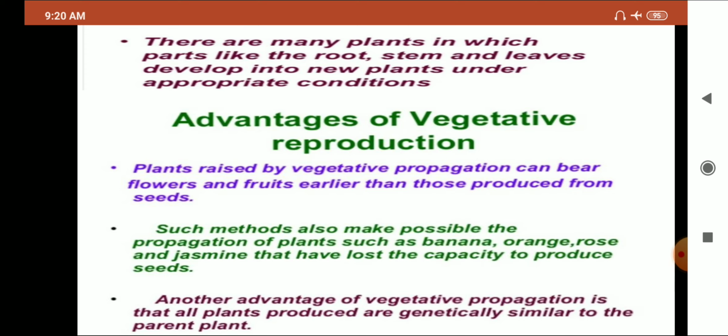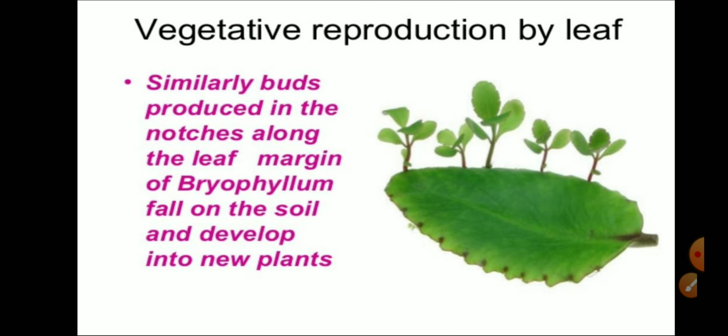Another advantage is that it is a very cheap method and the plants produced are genetically similar to their parents. A very common example is the bryophyllum leaf, where the buds produced at the notches of the leaf margin develop into a new plant when they fall on the soil.